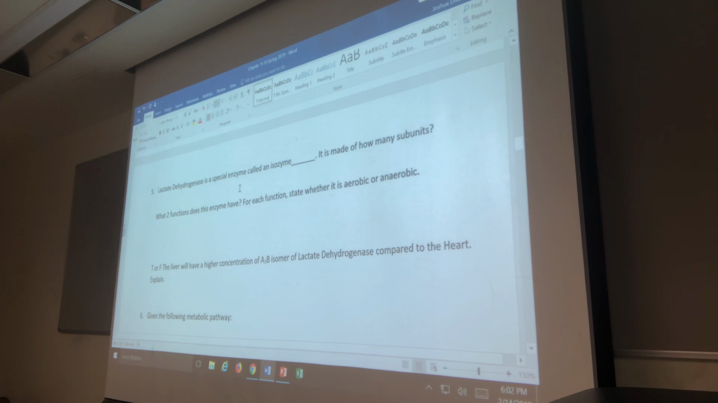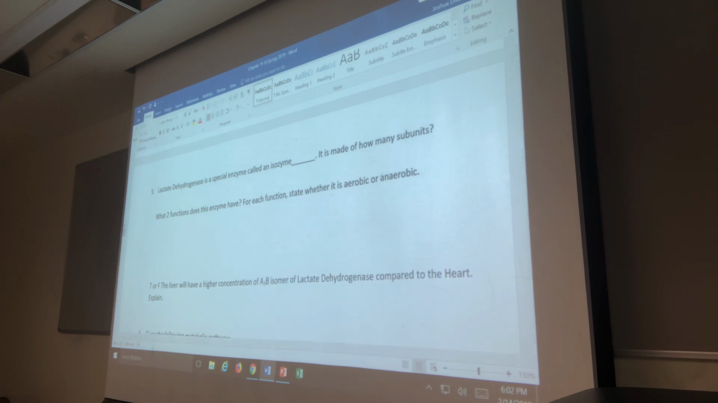Yeah, so what functions does it have? It really only catalyzes one reaction, but potentially in 2 different directions. It catalyzes this reaction by converting pyruvate into what? Lactate or lactic acid, exactly. Or it can do it the other way around. It can take lactate and convert it back into pyruvate. The reason why it's able to do both of these is because it depends on which version of lactate dehydrogenase you have.